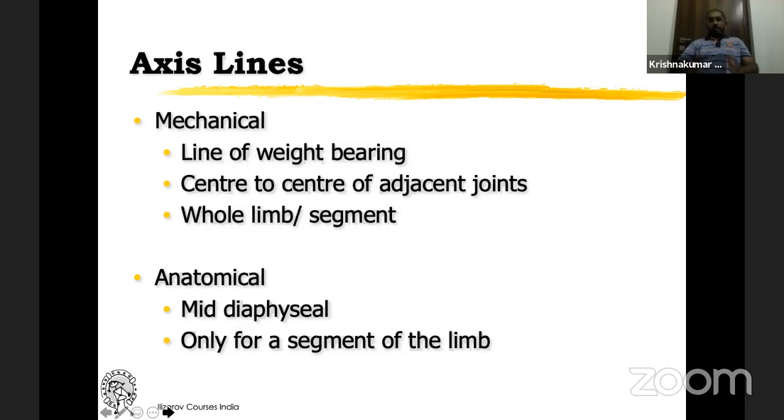And the anatomical axis is the simplest thing, that is the mid-diaphyseal line of a particular bone. It's only regarding a particular bone. You can't draw an anatomical axis of the entire limb. It's only for a particular bone.